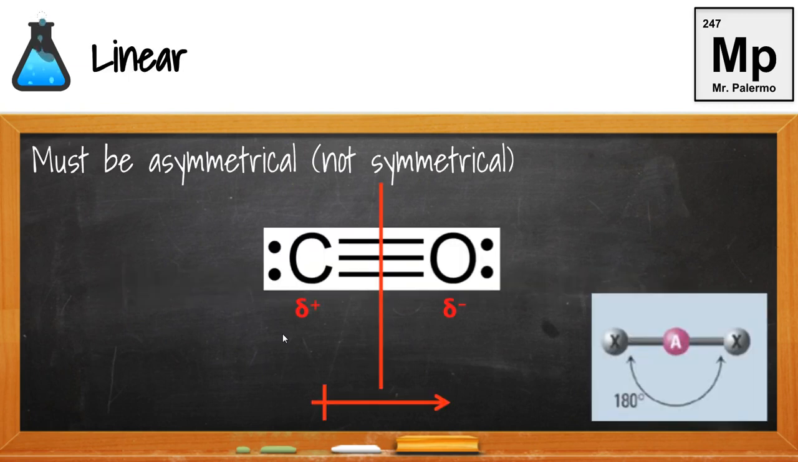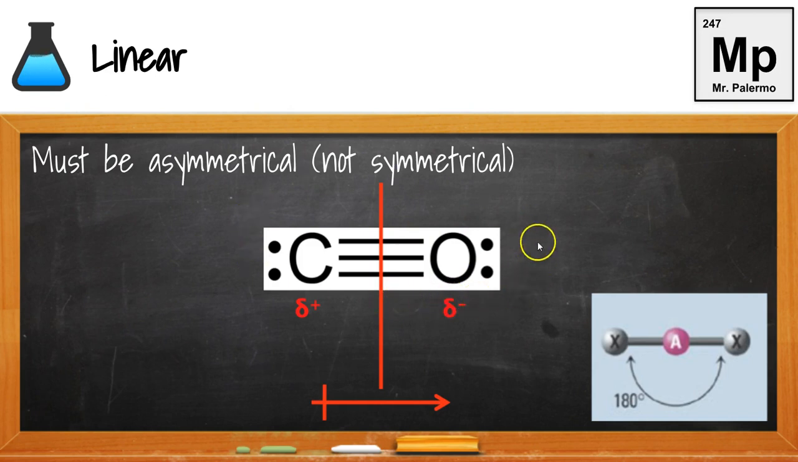Linear is pretty straightforward. It's a straight line in terms of the shape of the molecule, and linear could be either polar or nonpolar. So for a polar molecule, for it to be linear, it must be asymmetrical. As you can see here, I have a carbon on one side and I have an oxygen on the other. This is asymmetrical, not the same on both sides. If you look at the bond polarity, the electronegativity difference, oxygen is much more electronegative, and so the electrons are being pulled to the oxygen side.